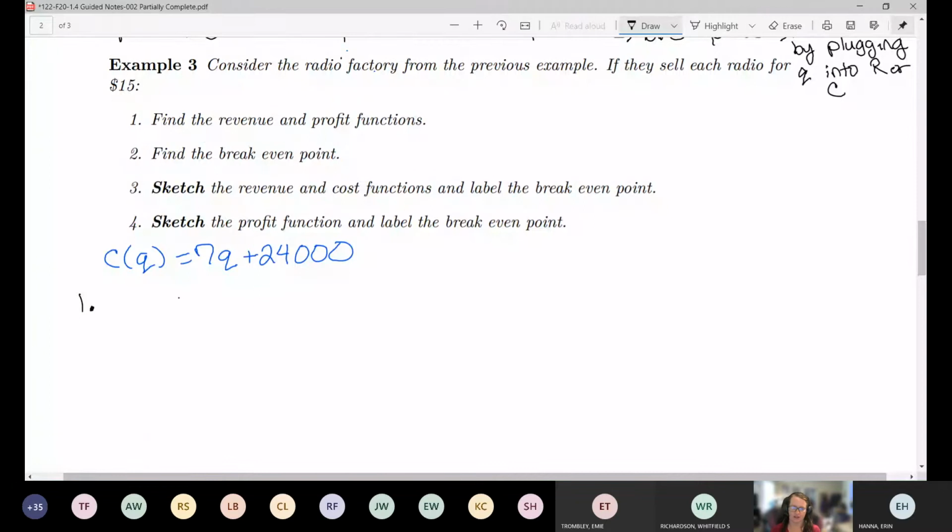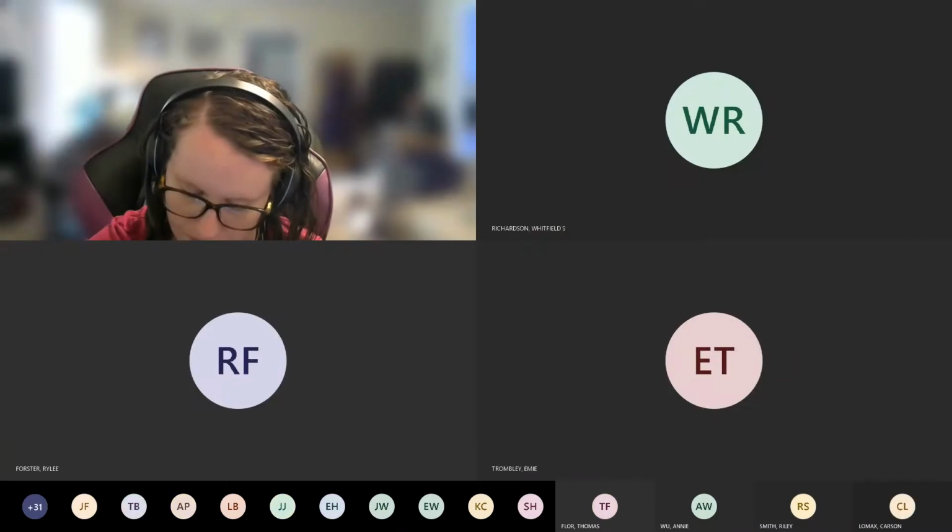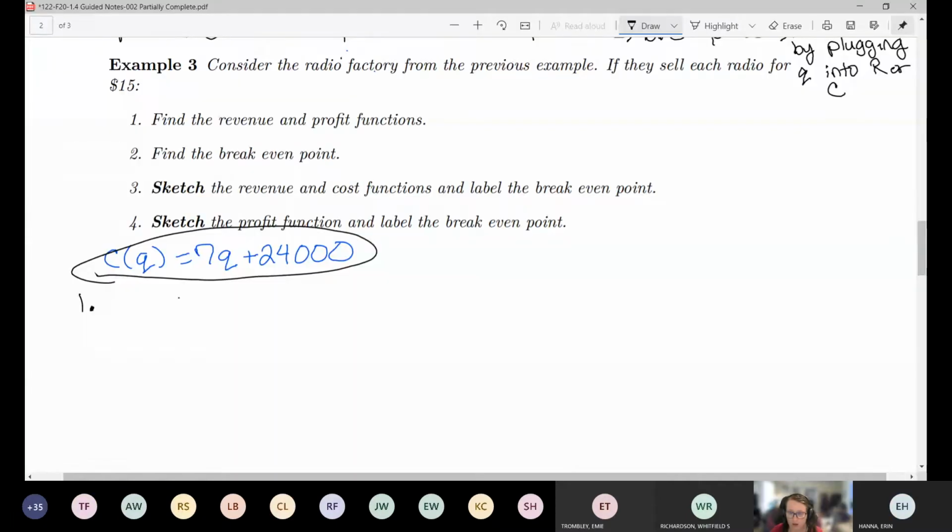So let's go through this example again. Consider the radio factory from the previous examples, the one we had started the other day, if they sell each radio for $15. So I reminded us, yes, I can't reshare my screen. There we go. You're welcome. So reminding us the cost equation from the previous example.